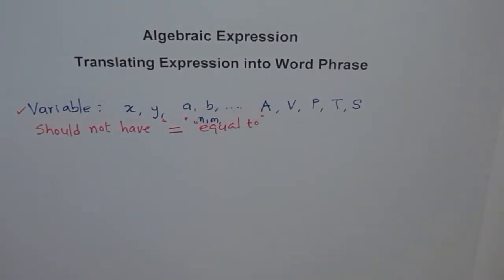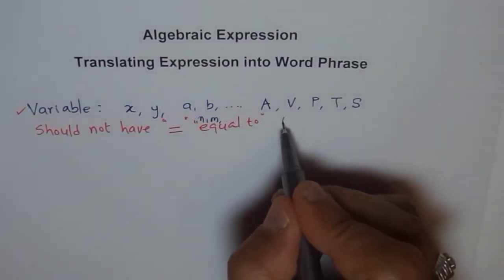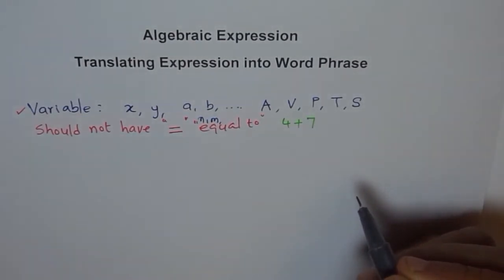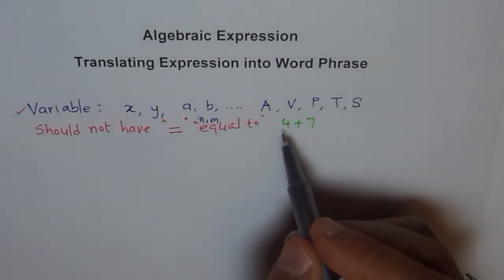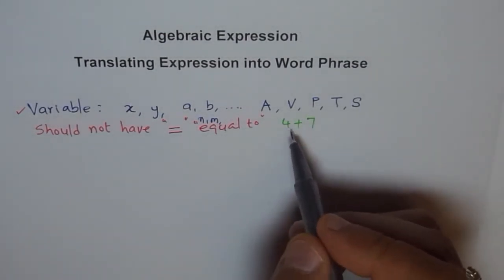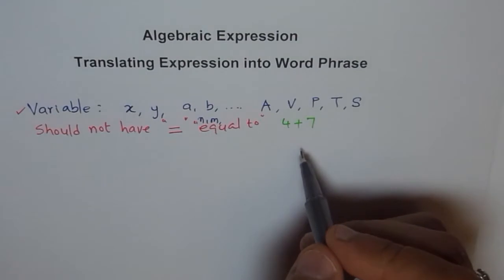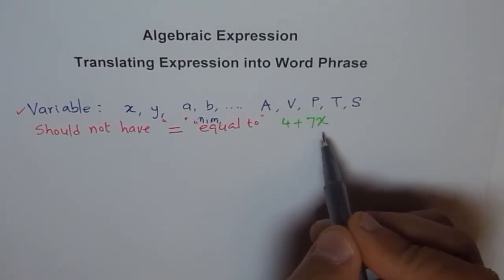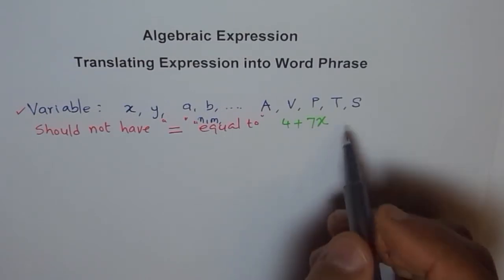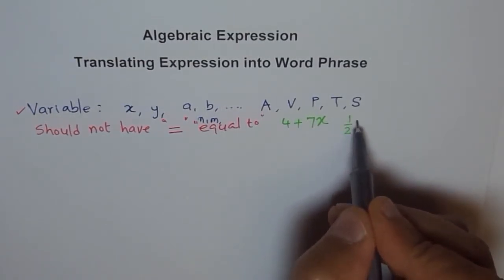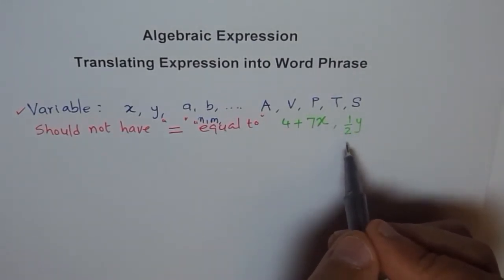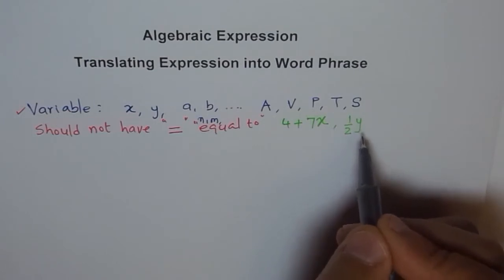So if I write an expression like, let's say, 4 plus 7. Is it an algebraic expression? No, it is not. Why? It does not have a variable. To make it an algebraic expression, we should have a variable, for example 7x. So now x is a variable and it becomes an algebraic expression. Do you understand? I can write half y. That is an algebraic expression, okay? So an algebraic expression will always have a variable in it, correct?